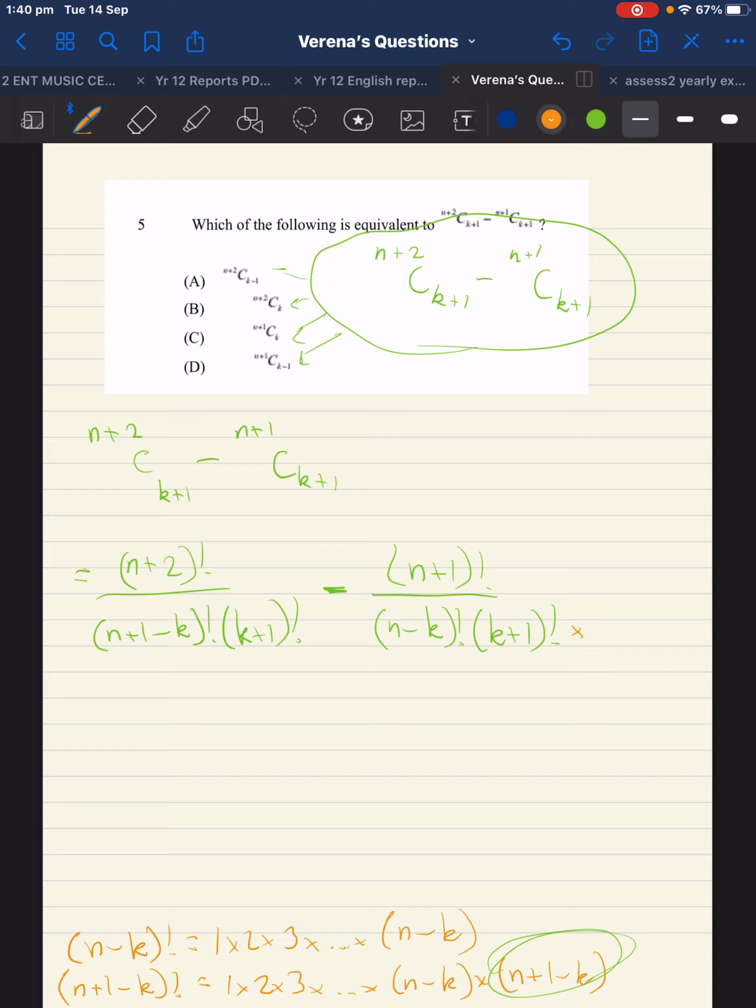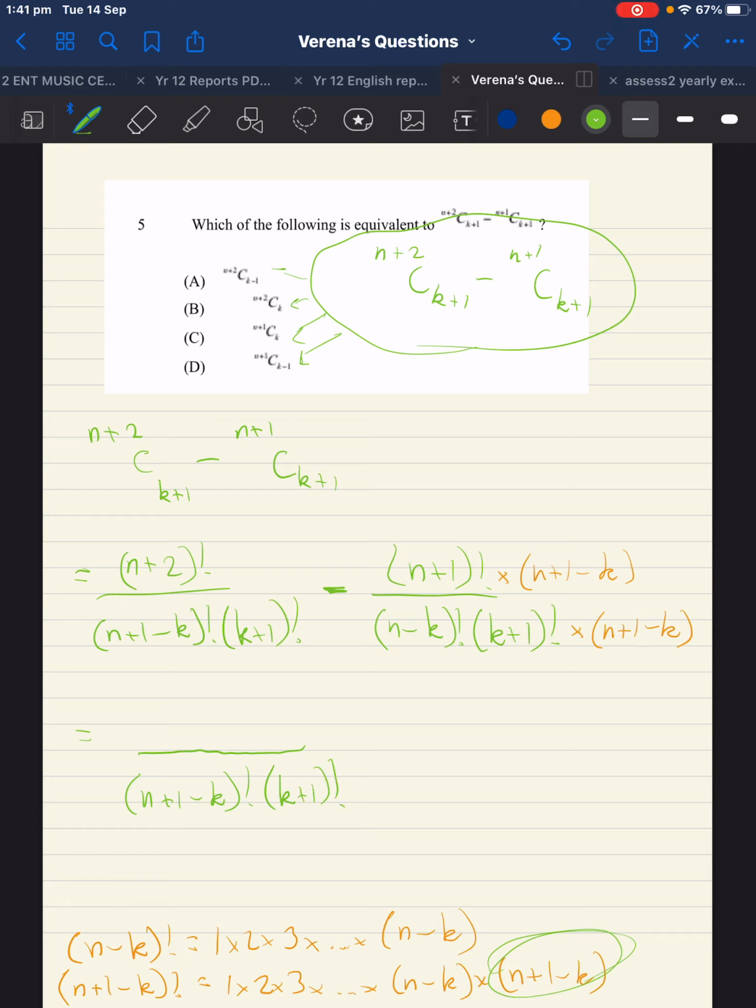So what are we going to do? We're going to times top and bottom by the missing factor. That then gives us our common denominator of n plus 1 minus k factorial all over k plus 1 factorial.